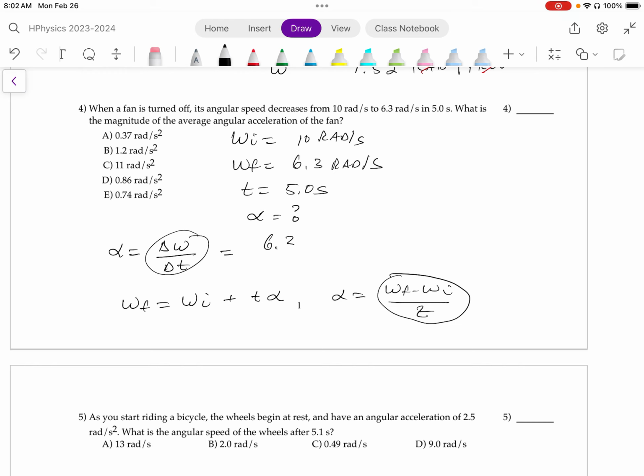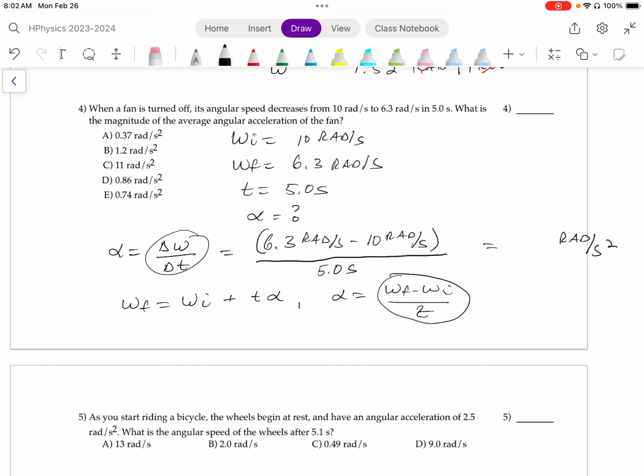So I have 6.3 radians per second minus 10 radians per second. That is the subtraction, so I'm going to put that in parentheses. And then I'm going to divide by 5 seconds. My units for that will be radians per second divided by seconds, so that will give me radians per second squared. And that is what I would expect to get for an angular acceleration.